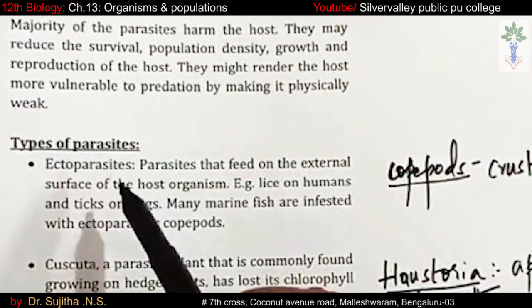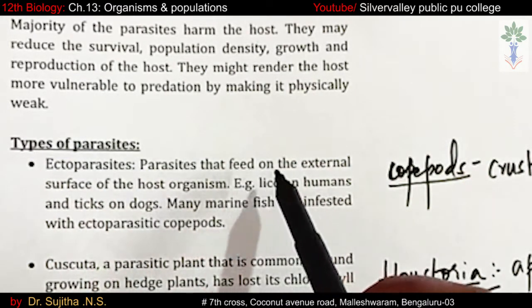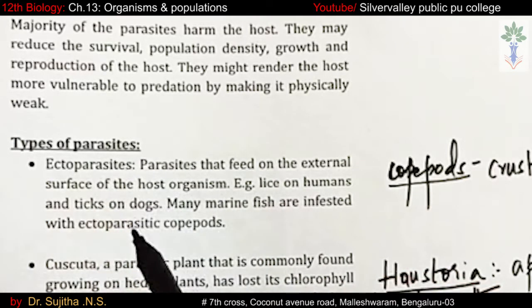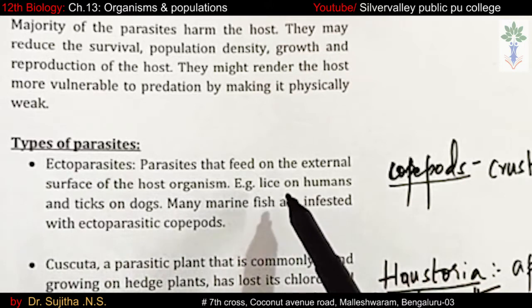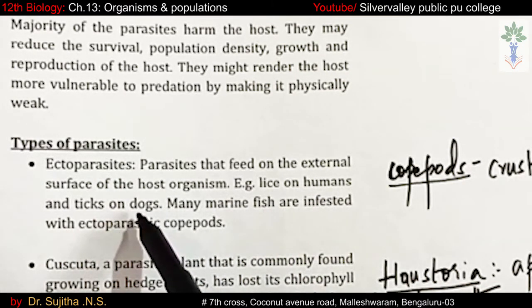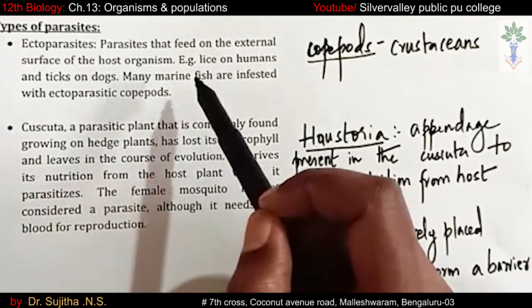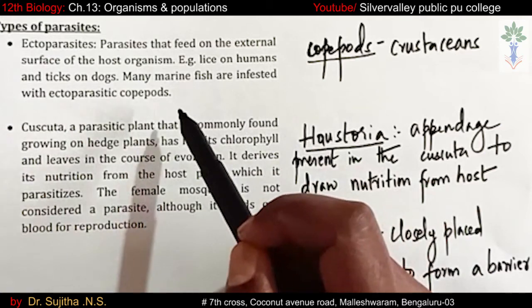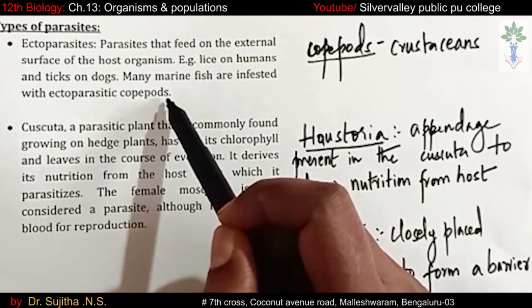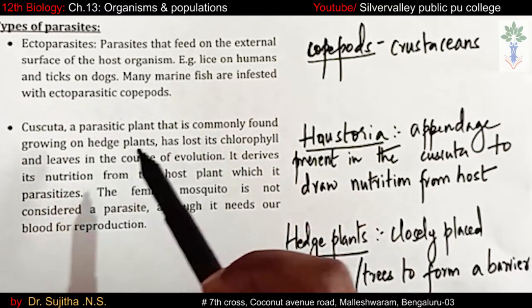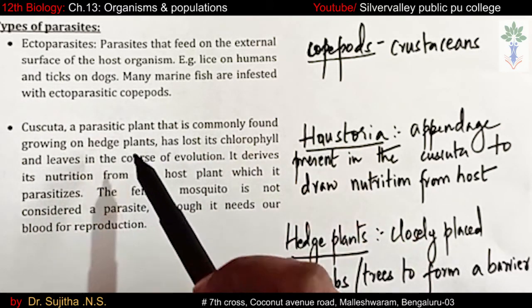The types of parasites. The first one is ectoparasites. A parasite that feeds on the external surface of a host organism is called an ectoparasite. For example, the lice which are present on the human head and the ticks which are present on the body of the dog. Even marine fishes are infested with ectoparasitic copepods. Copepods means crustaceans.